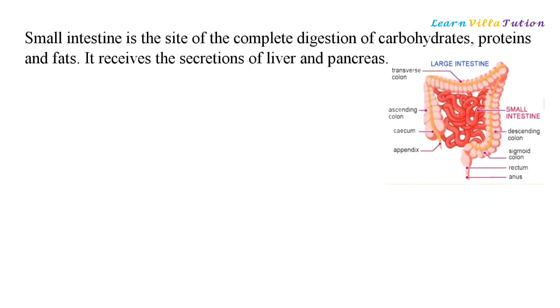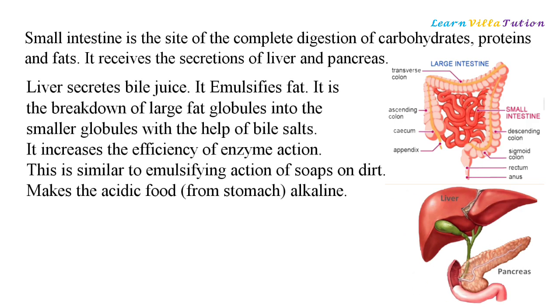The small intestine is the site of the complete digestion of carbohydrates, proteins and fats. It receives the secretions of the liver and pancreas. The liver secretes bile juice. It emulsifies fat. Emulsification is the breakdown of large fat globules into smaller globules with the help of bile salts.